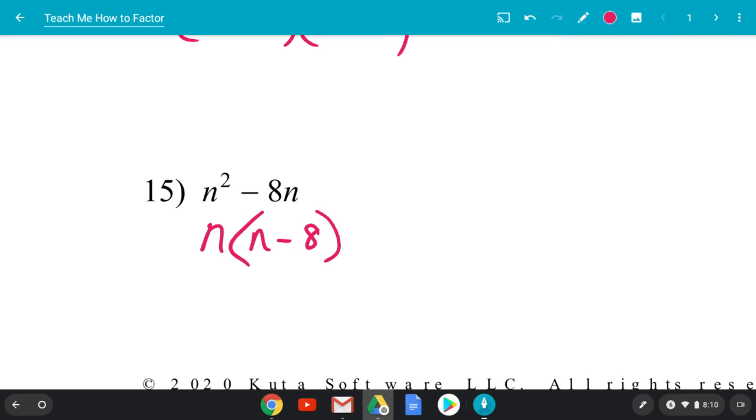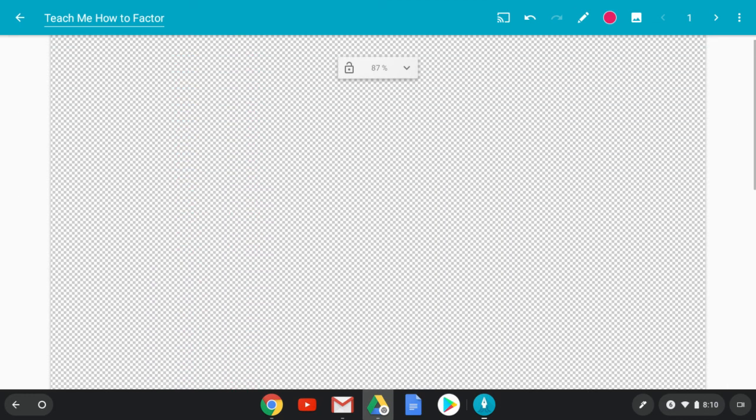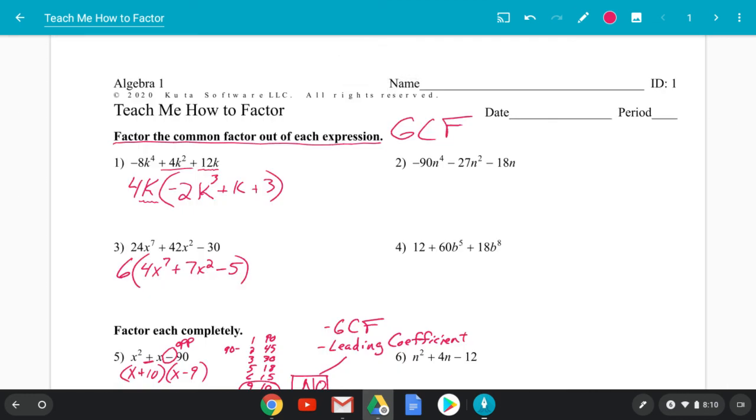There is a GCF. I want you to take note of, too, if we go all the way back up to that first one, there was a K in all of those, and a lot of us forgot that as well. Okay, variables can be common factors as well. Okay?